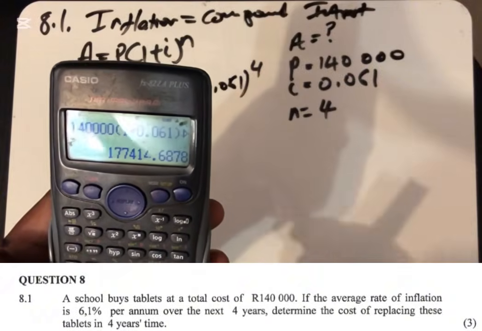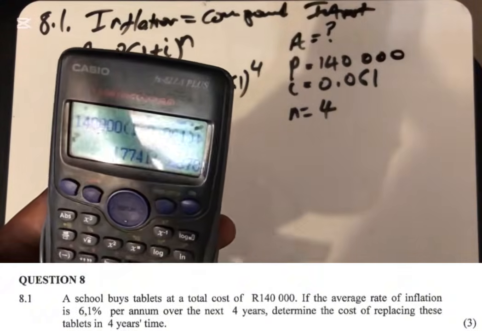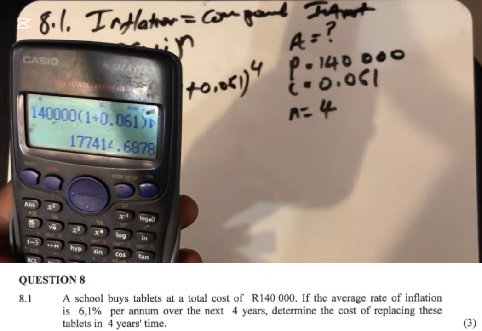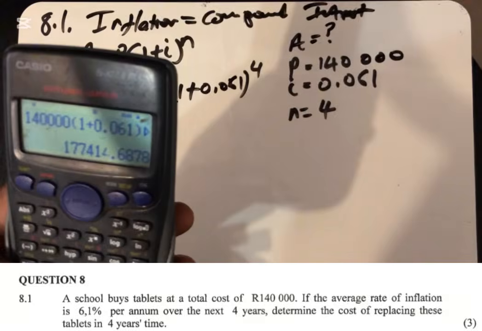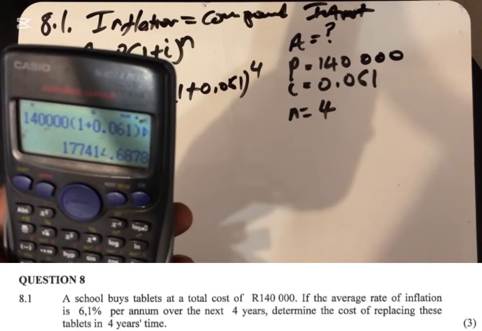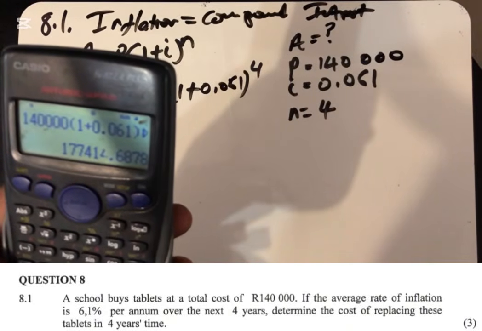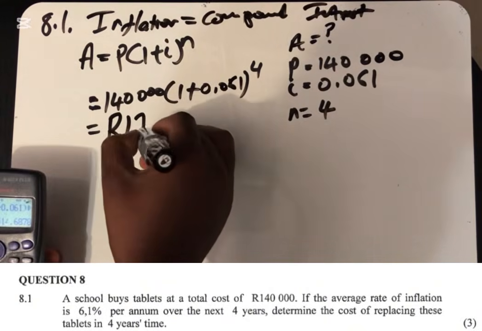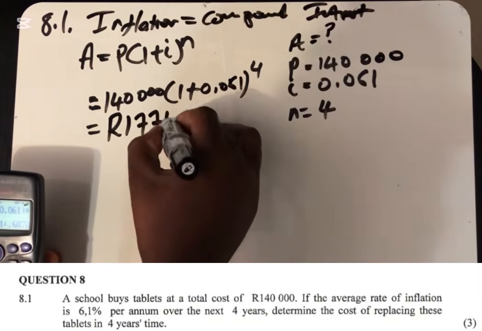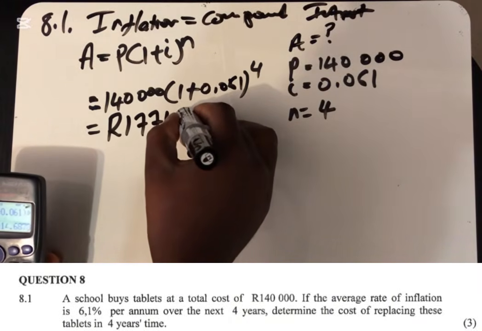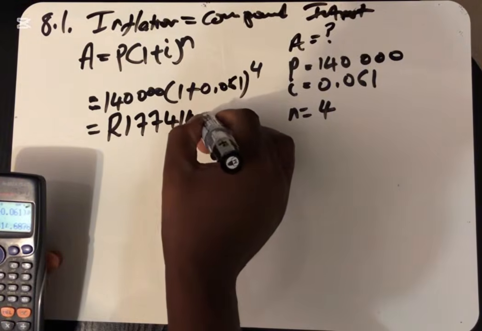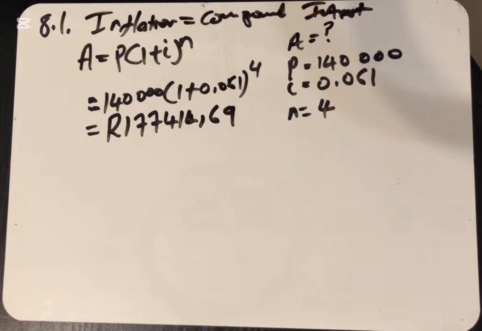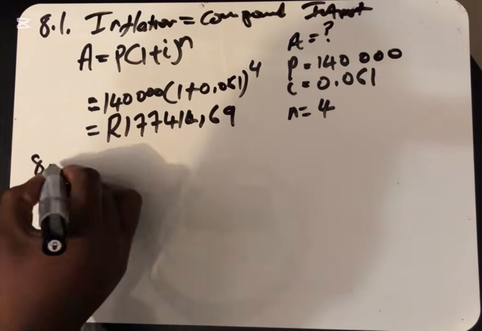We found that the replacement cost of these tablets in 4 years' time is going to be 177,414 rands and 69 cents. So these tablets will cost 177,414 rands and 69 cents. Now we move to 8.2.